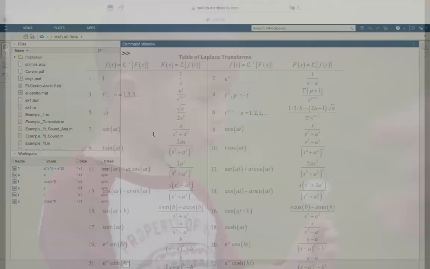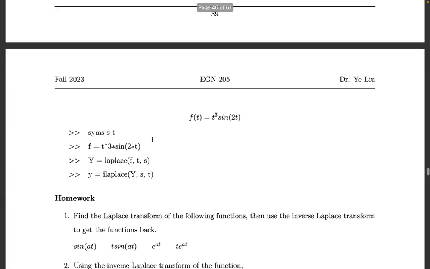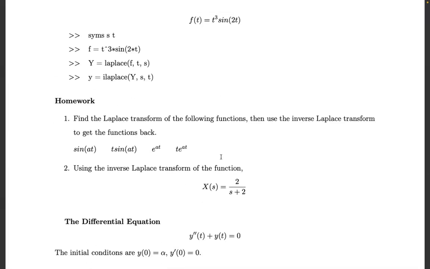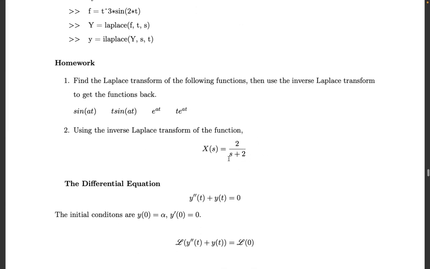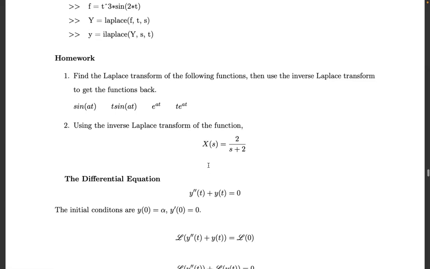So this is the homework. Just try these 4 functions in MATLAB for the Laplace transform and also the inverse Laplace transform. For the inverse, we already have the function in the s domain, so you need to use the inverse Laplace transform to get the function in the time domain. When you do this, just take a picture and submit the picture from MATLAB.